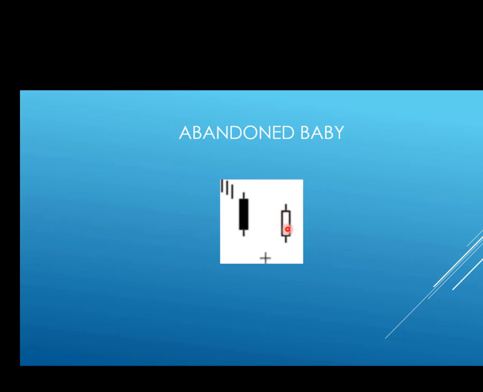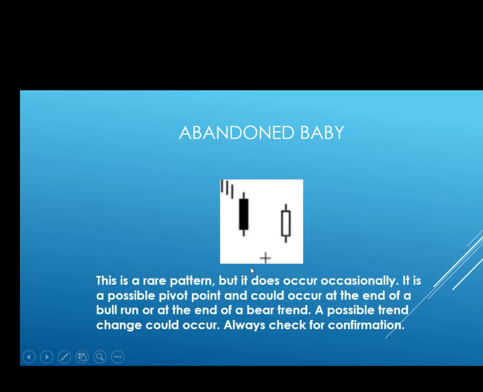Once again, it doesn't matter what the shadows or wicks are doing, but it is gapped away from that doji or small candle. So it's called an abandoned baby. This is kind of a rare pattern, but it does occur occasionally. And once again, we always want to check for confirmation.